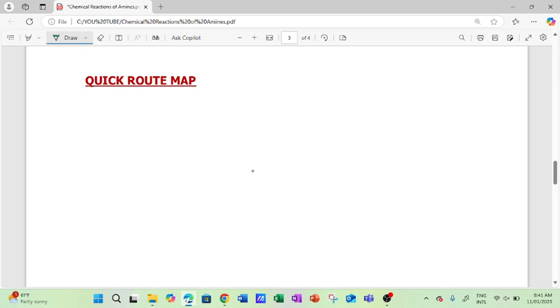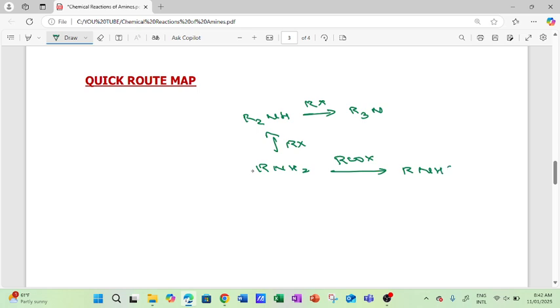We start with RNH2, a primary amine. We can change this primary amine to R2NH, that is a secondary amine, by adding RX. And the secondary amine you can change into R3N, a tertiary amine, again by adding RX. And then when you add RCOX, acyl halide, it changes to RNHCOR, an amide. Not only acyl halide, if you go for (RCO)2O, which is anhydride, you'll get the same product, an amide only, RNHCOR.